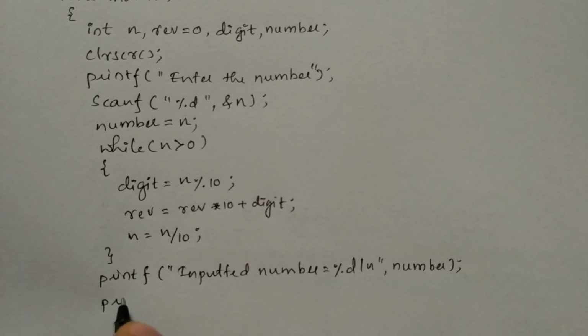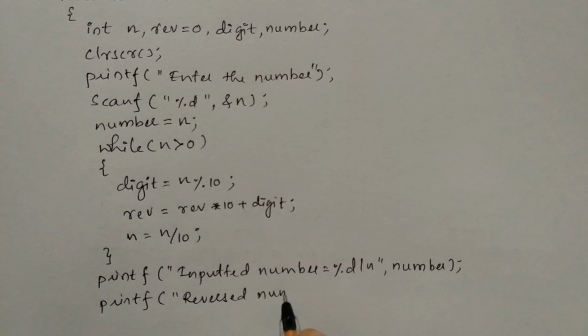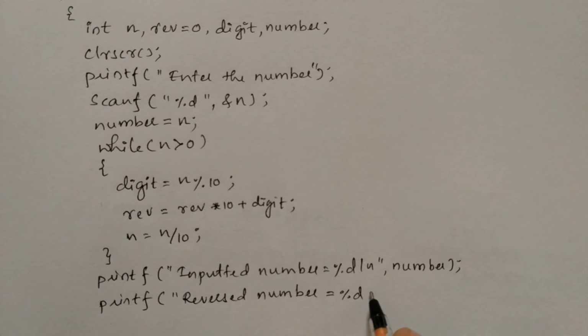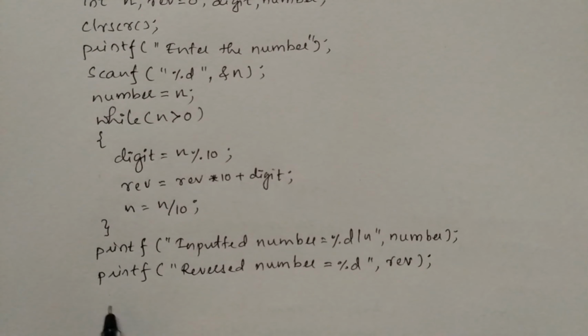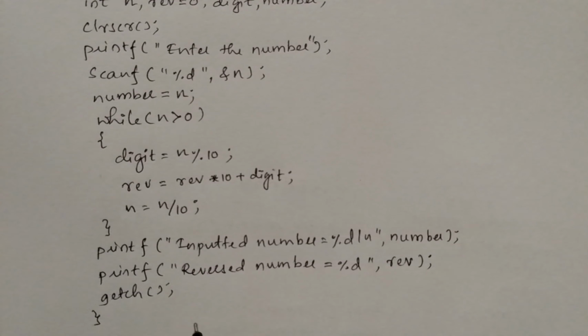Next we'll write printf and in double quotation marks I'll write "reversed number is equal to %d", and here I'm going to write backslash n and end the double quotation mark, and the reverse value is stored in the rev variable, and put a semicolon. Now we'll write the getch function and curly closing brace.